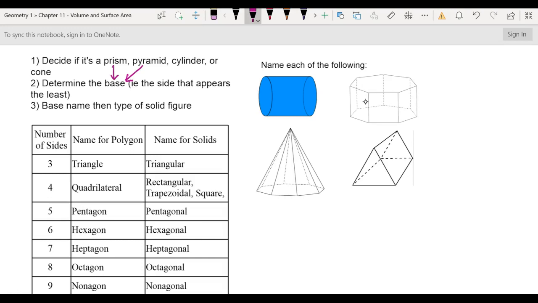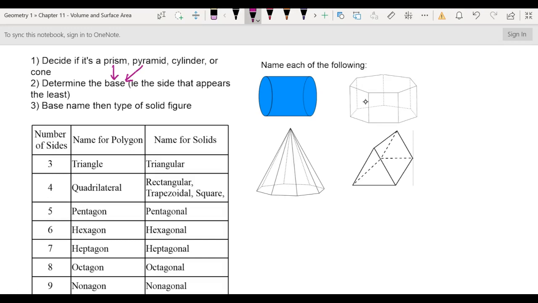Okay, what kind of shape is this? It's a prism. What kind of prism? It's a triangular prism because it has two triangles, it has three rectangles, so the triangles appear the least, so it's a triangular prism. Does that make sense?